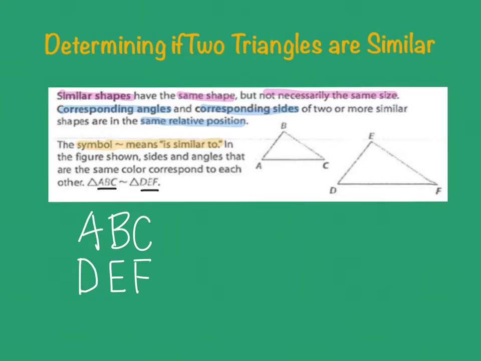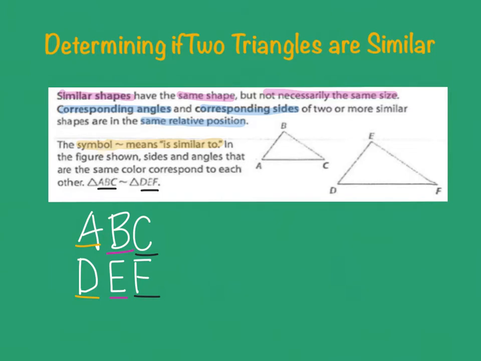I could underline them with the same letter or the same color. Then B matches with E because they're both second. And then C is going to match with F. Okay, I'm going to change this blue color. All right, and now I'm going to go over to my shapes.